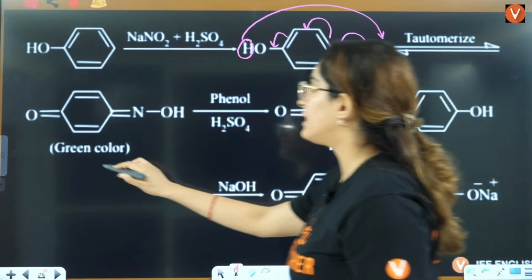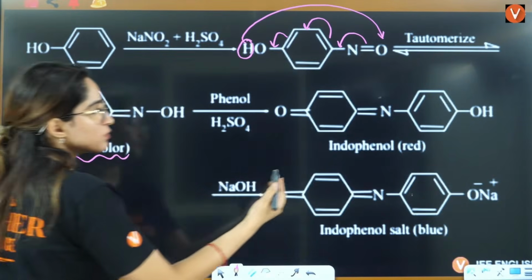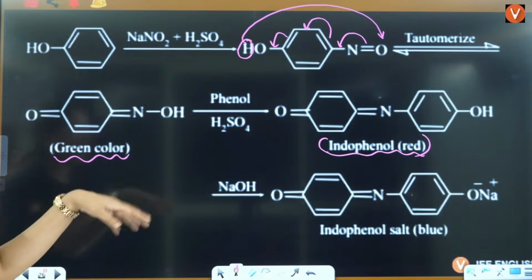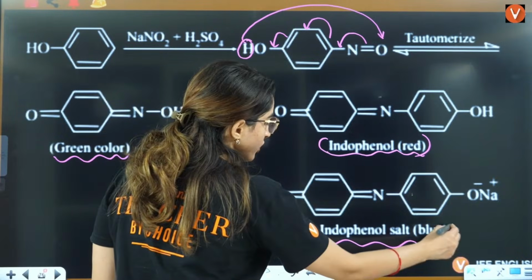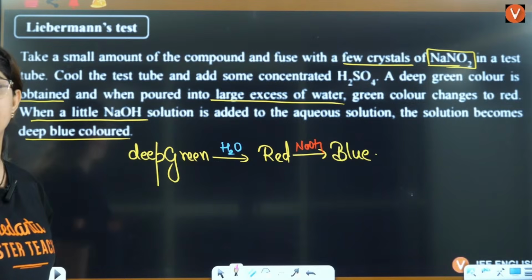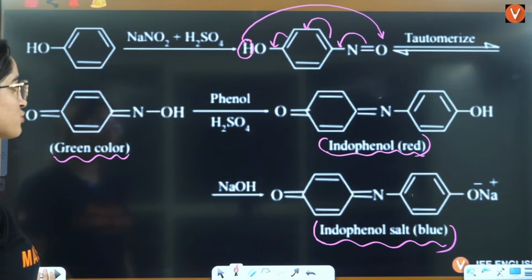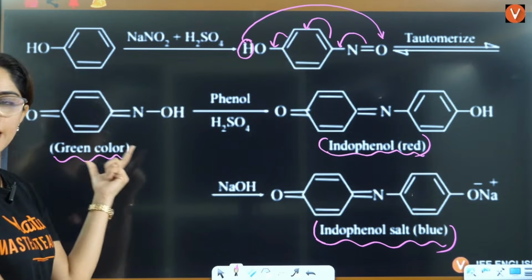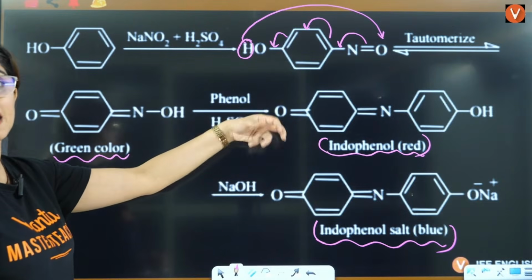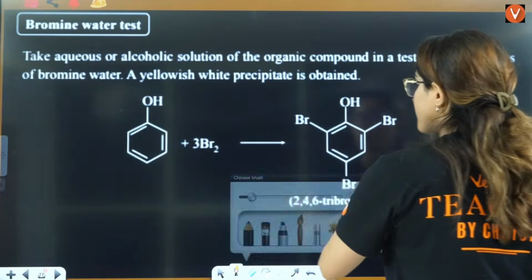Now this is the green color. Now you are diluting this mixture further, and that is converted to red color indophenol. Then you add NaOH to that, and it is converted to blue color indophenol salt. If you don't want to remember any of this, please remember the color changes. Firstly the tautomerized green product is formed, then when it is poured into water, the red compound is formed, then the blue compound is formed when you add base. That shows the presence of phenol.